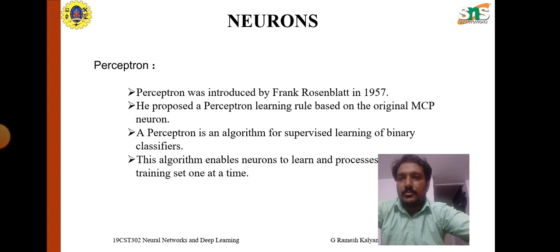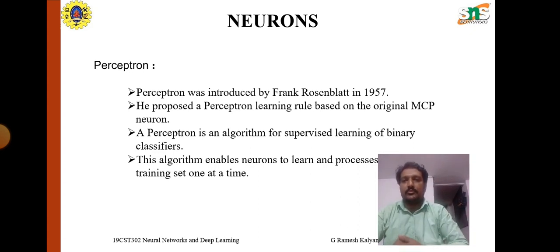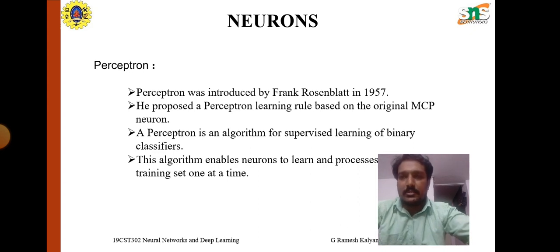This is the perceptron. The perceptron was introduced by Frank Rosenblatt in 1957. He proposed a new perceptron training tool based on the artificial MCP neuron. This is used in neural networks. The perceptron is an algorithm for supervised learning of binary classifiers.